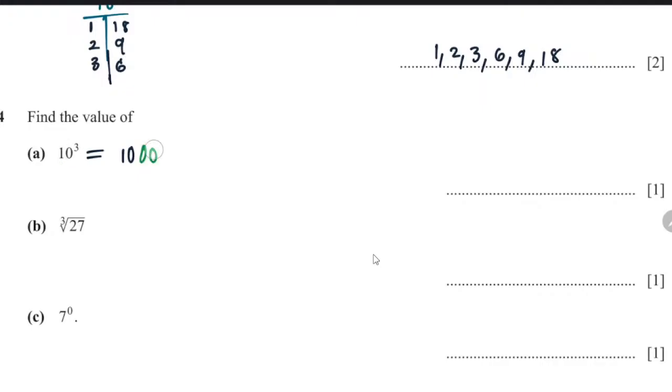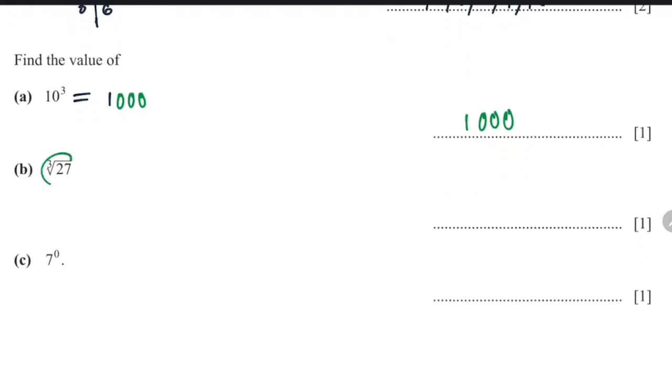Because to the power of 1, it would be 10. To the power of 2, it's now 100. To the power of 3, it's now 1000. 1 with 3 zeros. Okay? Are we together? You can also do it as 10 times 10 times 10, which is 10 times 10, 100. Times 10, you add one more zero there, becomes 1000.